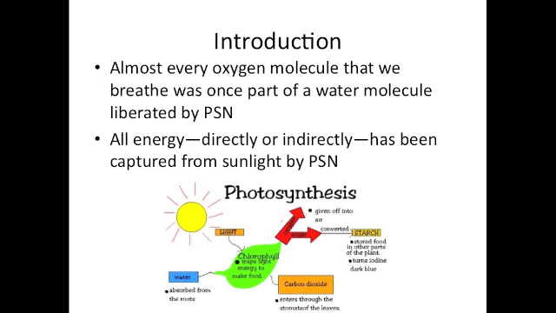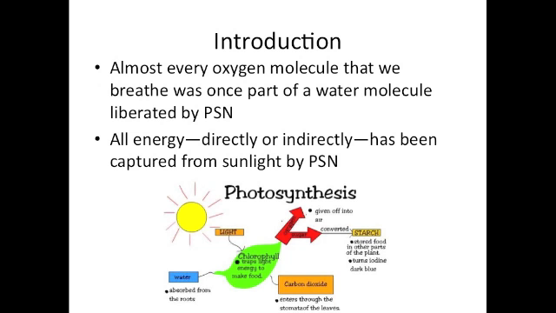Now, basically, every oxygen molecule that we breathe in was once part of a water molecule that was liberated by photosynthesis. So we can take cyanobacteria that evolved millions of years ago doing this process. Now, remember, I have mentioned this before, you can trace all energy back to the sun. So we use the sun either directly or indirectly for energy. And photosynthesis is one way to take sunlight and transform that radiant energy into chemical energy that we can use.